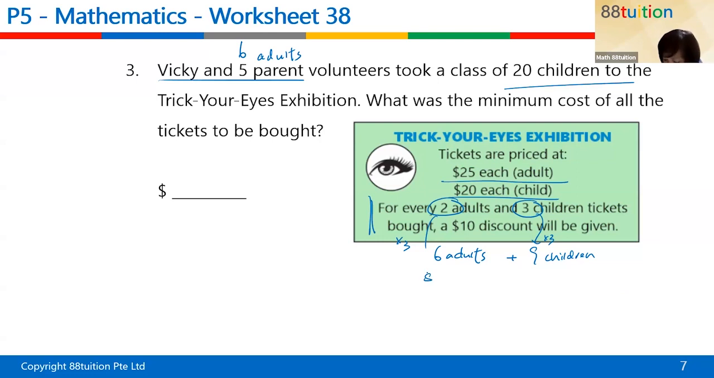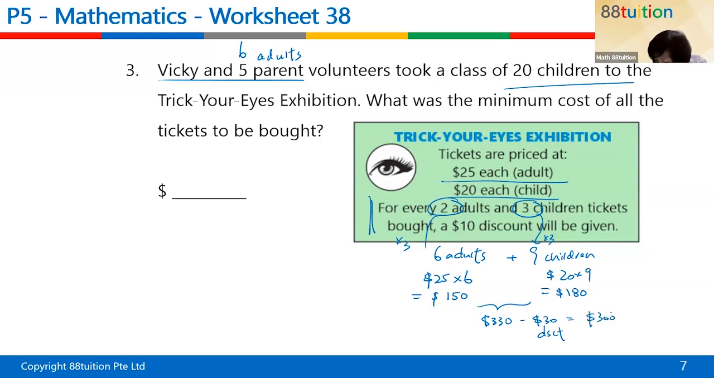Okay, so I need to write 25 times 6. So with 25 times 6, I will have $150, and 20 multiplied by 9, I will have 180. So all in here, 150 plus 180, that will give me $330. But I'll be given some discount. What is the discount? $30. And so I have only to pay $300 for these people here.